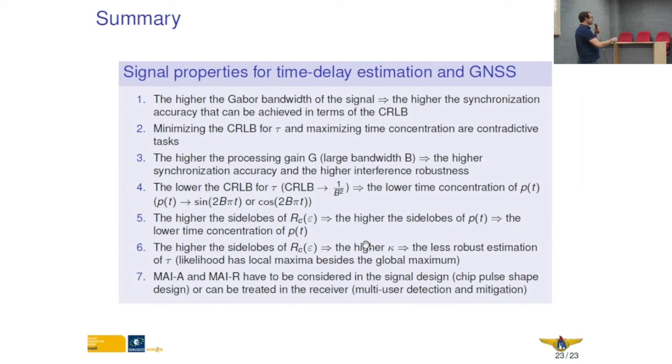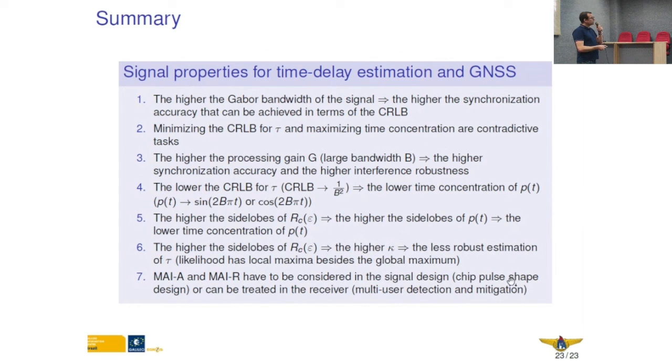We also have seen that the higher the side lobes of the autocorrelation function, the less robust the estimator becomes, and this also means the higher this kappa value becomes that we defined. And in the end, multiple access interference, intra- and inter-system, has to be considered in the signal design, especially chip pulse shape design. As we discussed before, we can separate the chip pulse shape design from the sequence design.